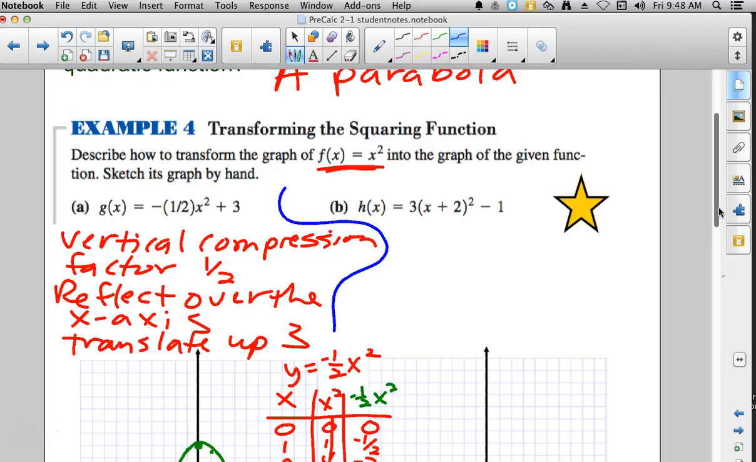So what's the first transformation? To the left. What's the next one? Vertical stretch, factor of 3.